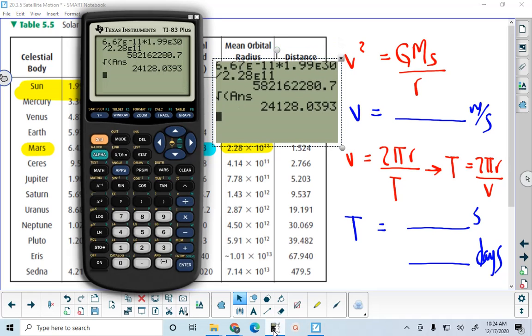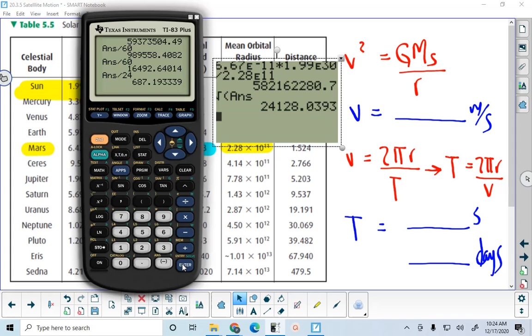For the period, we said that what we need to do is take 2 times pi times the orbital radius of 2.28 times 10 to the 11 and divide by our speed. So this is what you get for the number of seconds. If I divide that by 60, I'm in minutes. If I divide it by 60, I'm in hours. If I divide it by 24, I'm in days. So we're getting 687.19 days.